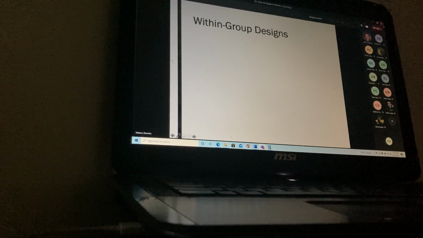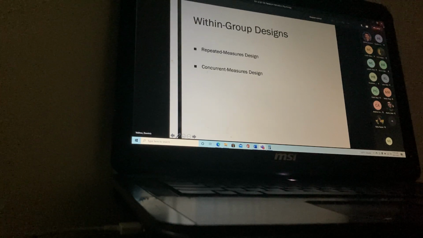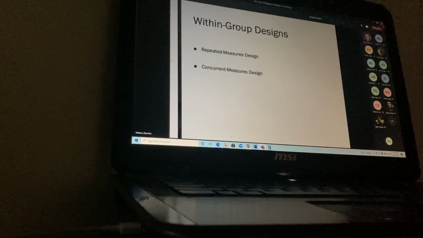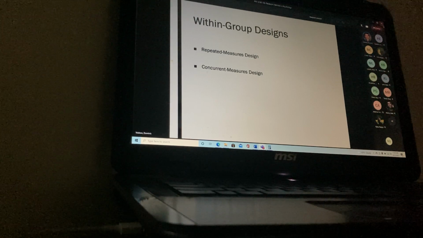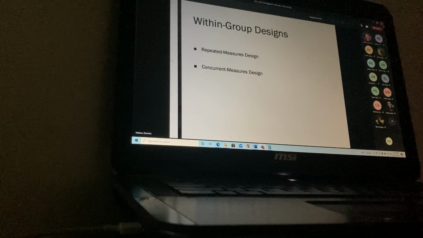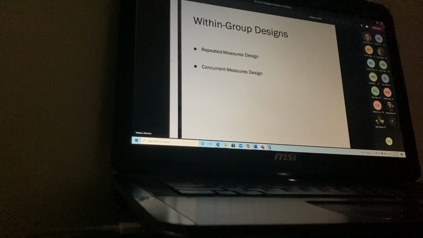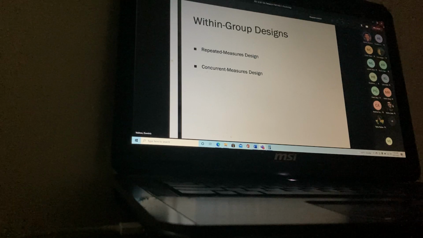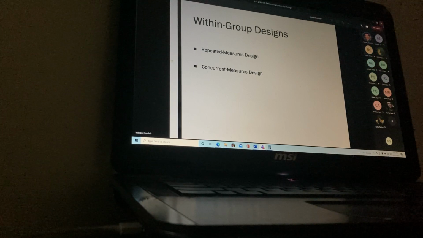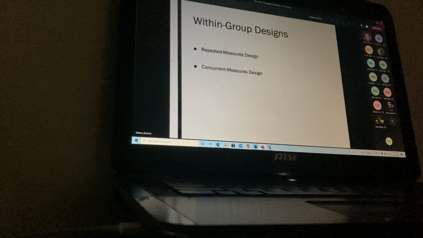In contrast, within group design is when you have all participants exposed to all levels of the manipulation. Okay, so I'll say that again. Within groups design is when you have all participants exposed to all levels of the manipulation. Okay, so everybody gets everything. And there's different ways that this can happen.